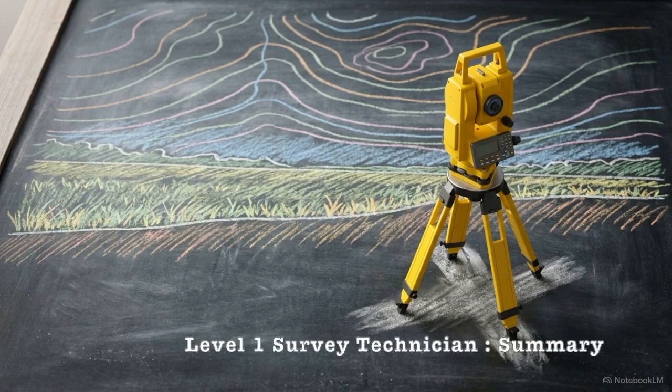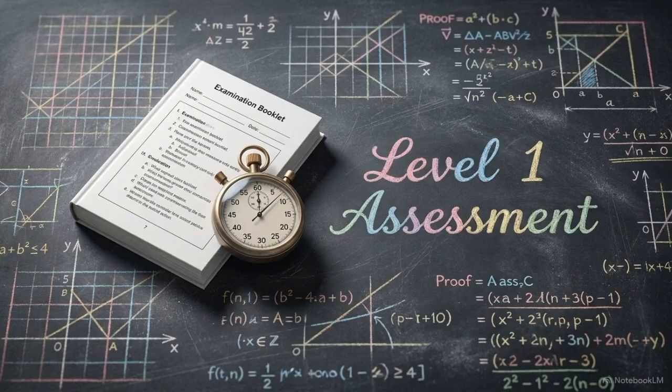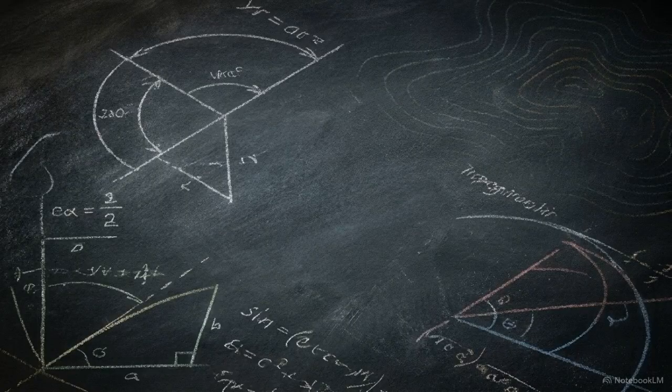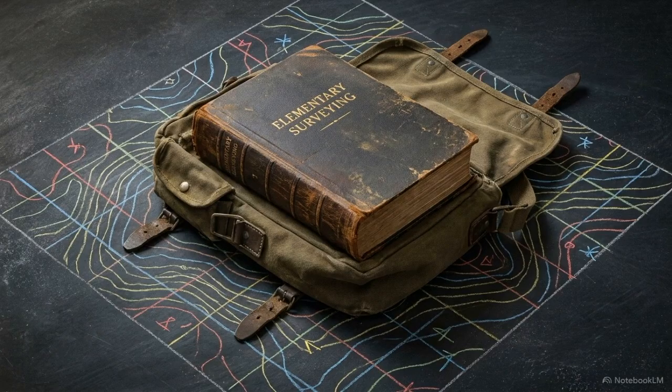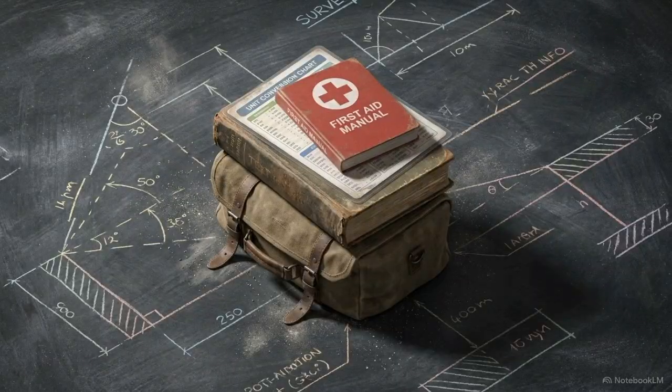The CST Level 1 certification serves as the primary gateway to a professional surveying career. This 4-hour open book examination consists of 200 questions. Success in an open book environment depends on the quality of your resources. At a minimum, your kit should include a fundamental surveying textbook, unit conversion charts, and a first aid manual.